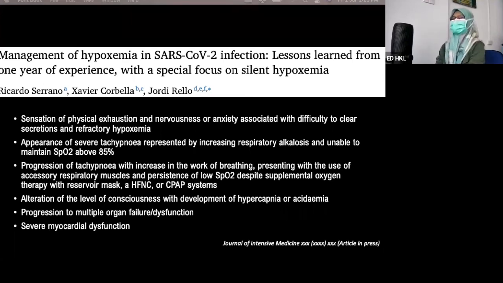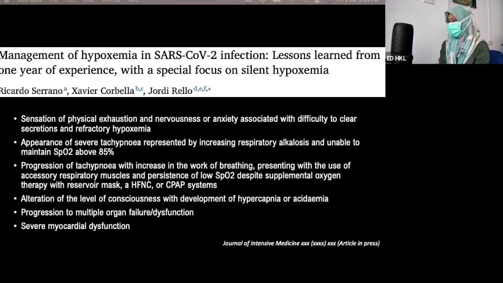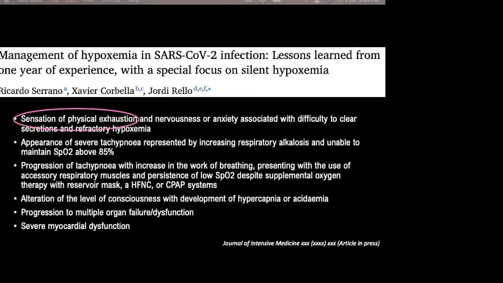Is this recording? Okay. So these are the 6 criteria or indications for intubation. This is an article in press, not yet published. Okay, highlight 6.